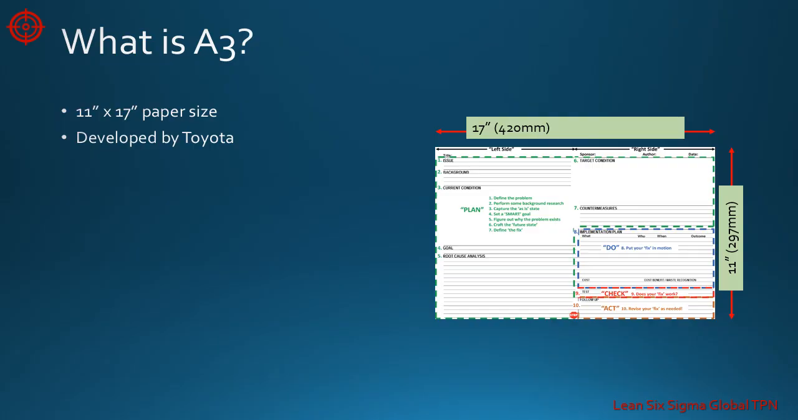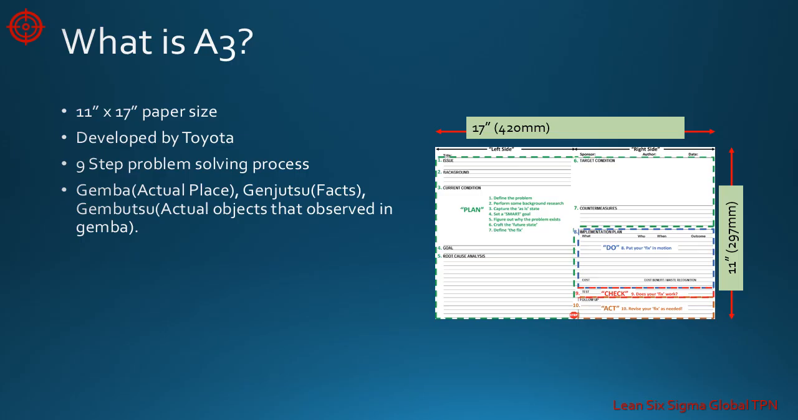A3 problem solving is a 9-step problem solving process which methodically guides the problem solver to explain the problem to the mentor in a crisp manner. A3 problem solving also enables both mentor and mentee to spend valuable time in problem solving through LAMDA, or actual plays, gesture facts, and virtual actual objects that are observed in the Gemba.